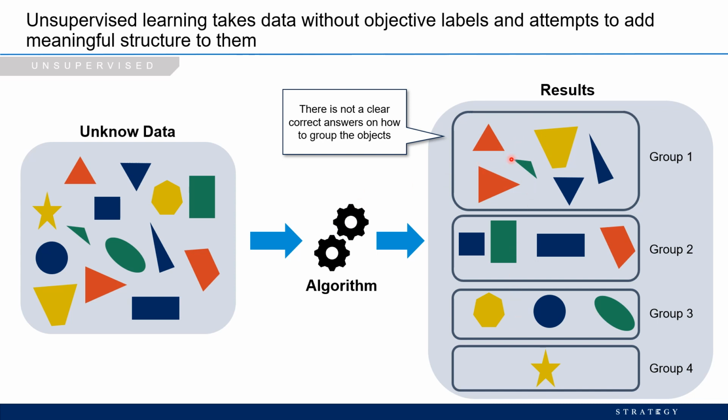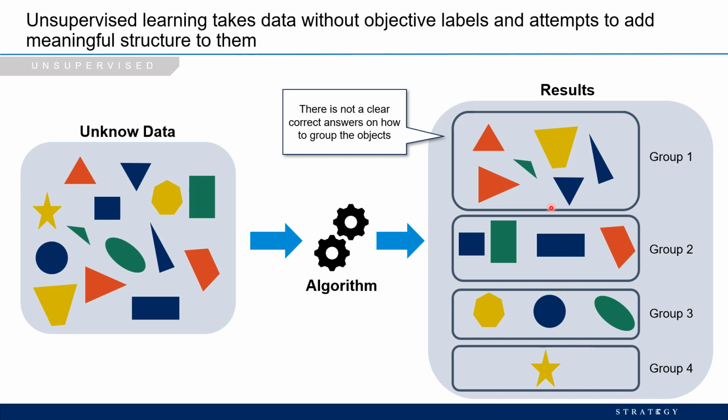And you can see here, I decided that I'm grouping all these things that look like triangles together. I'm grouping these things that look like rectangles together. I'm grouping these that look like circles or ellipses together. And then I'm putting the star in its own category because I can't really find another group for it to go into.